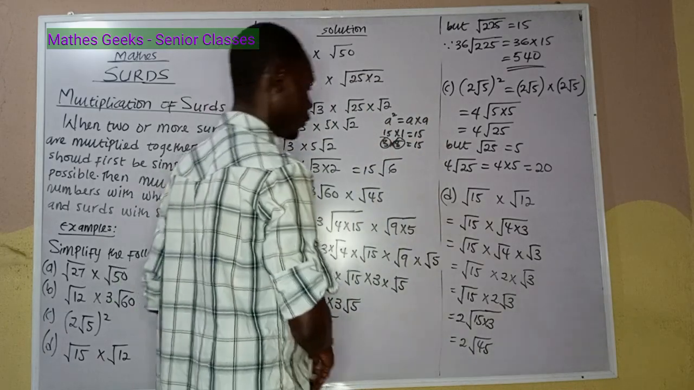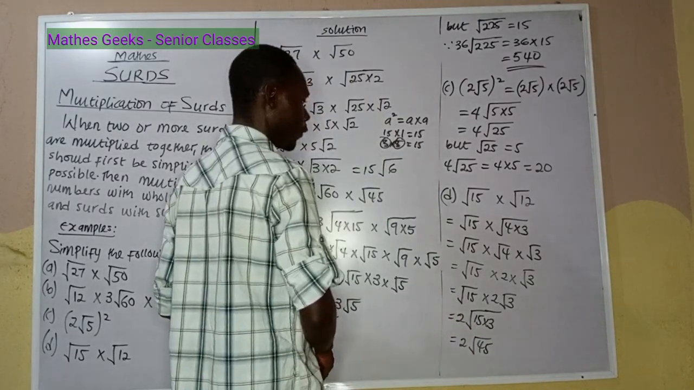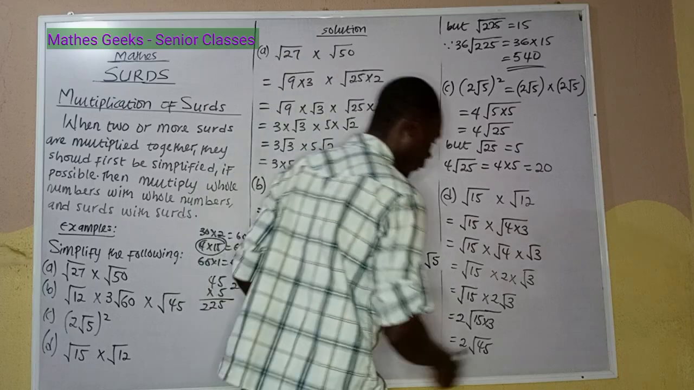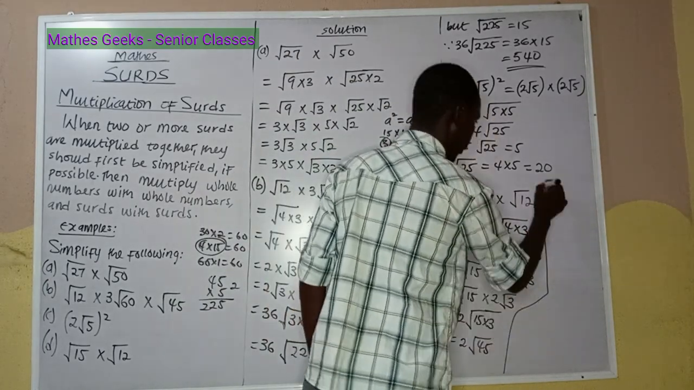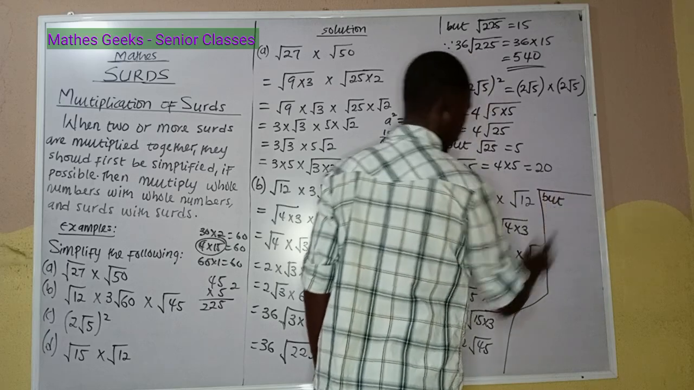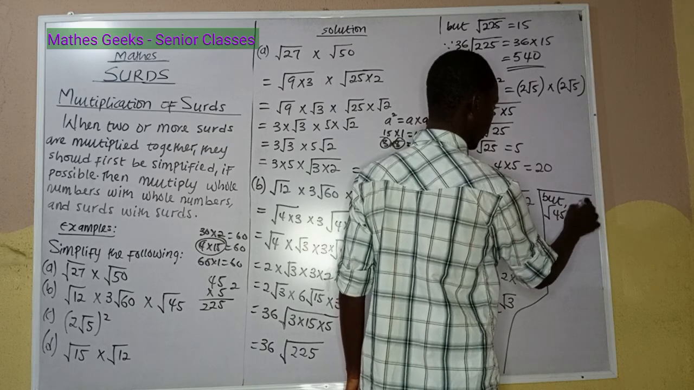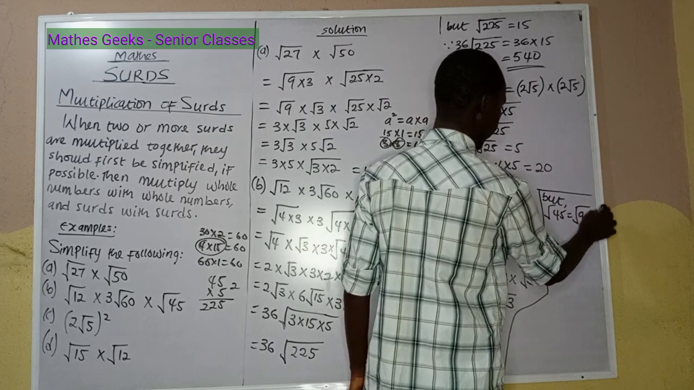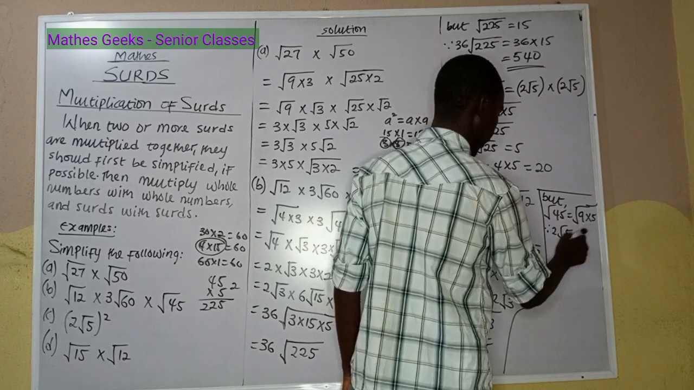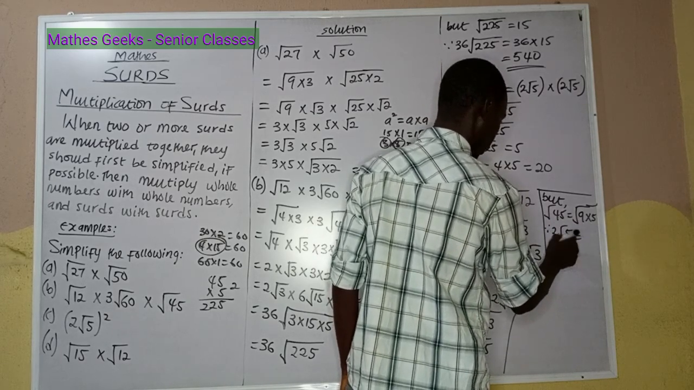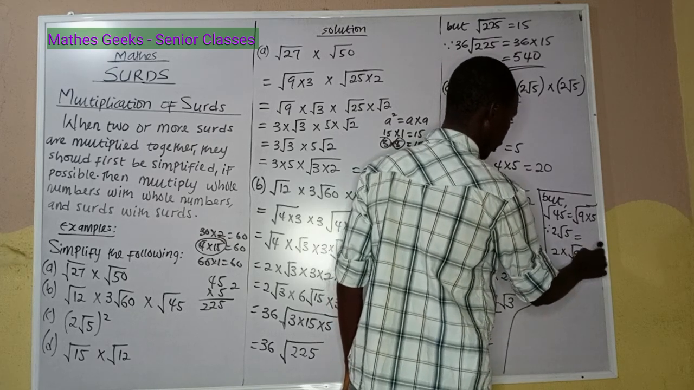2 root 45, we may decide to stop here, but we can still reduce 45 to its simplest form. So we're going to say root 45 is equal to 9 times 5. So therefore 2 root 45 is equal to 2 times root 9 times 5.